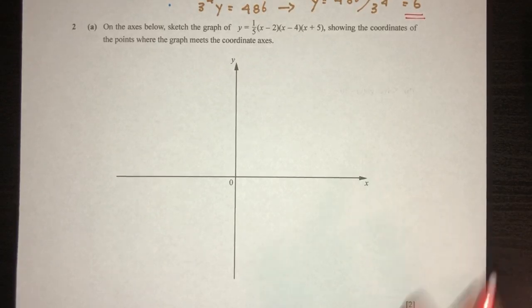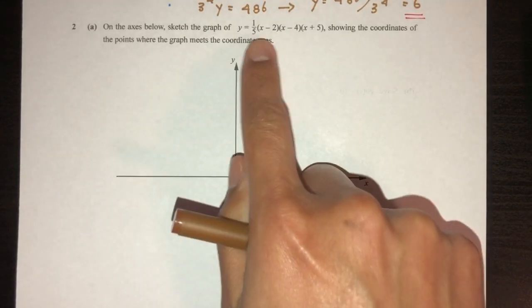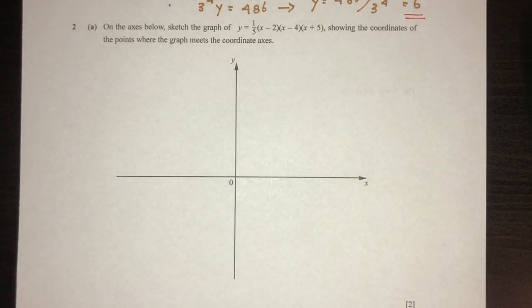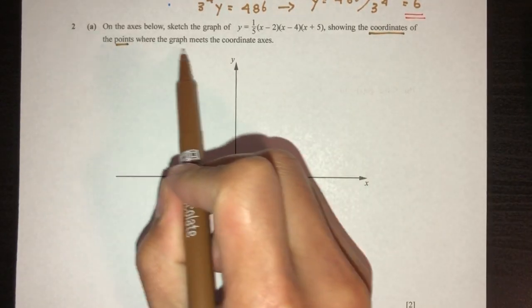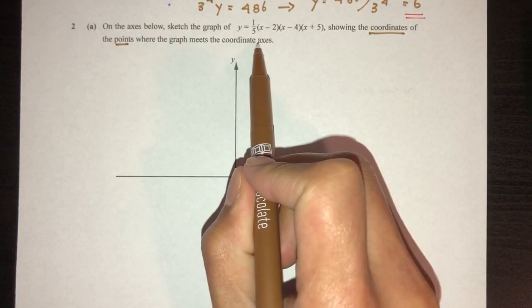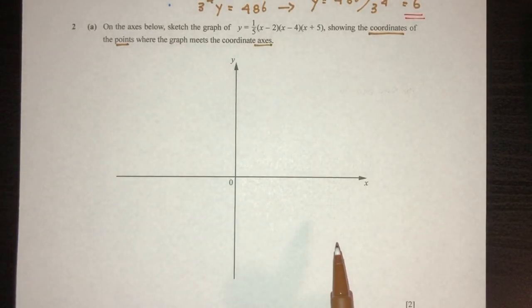Now question number 2. On the axis below, sketch the graph of y equal to 1 over 5 times x minus 2, x minus 4, x plus 5, showing the coordinates of the points where the graph meets the axis, which means the x-axis and the y-axis. So as always, we will proceed one by one.